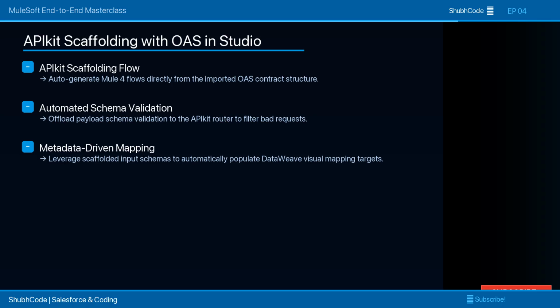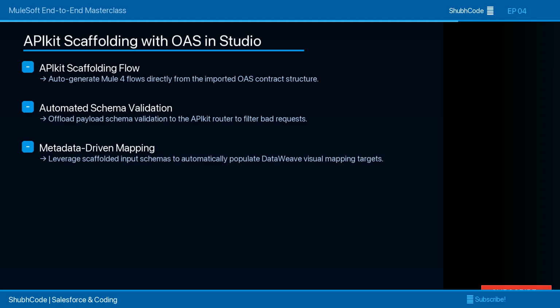The final phase of the contract first lifecycle is implementation. When you open Anypoint Studio and create a new Mule project, you can import your OAS specification directly from Exchange or your local machine. Studio then uses the APIkit router to scaffold your Mule application. This scaffolding process is pure magic. It generates a main router flow that handles validation and error mapping, and then spawns individual subflows for every path and method combination defined in your OAS.